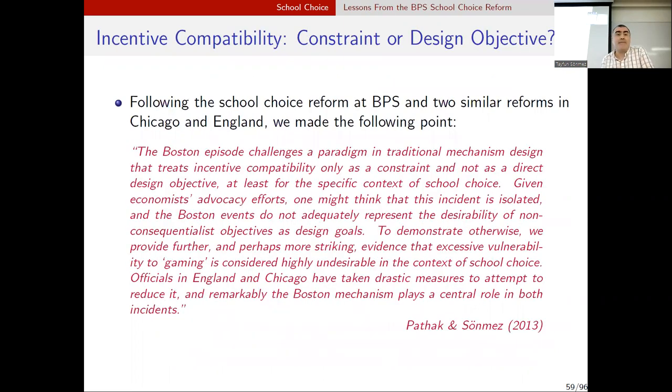So basically, we made a number of important observations. First, we observed that incentive compatibility is a design objective in itself. And we made that point in Pathak and Sönmez 2013. Okay? And this directly challenges consequentialist approaches. And most mainstream economics frameworks are even utilitarian, an even stricter subset of consequentialism, right? And you cannot change real-life institutions like that.